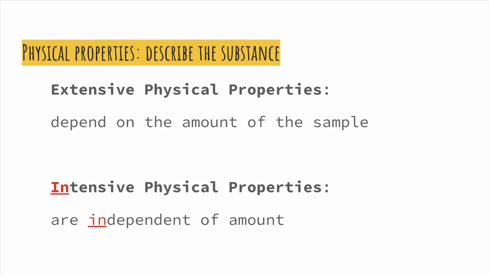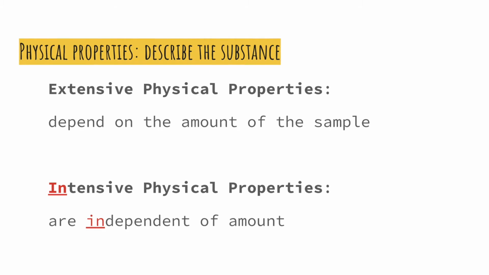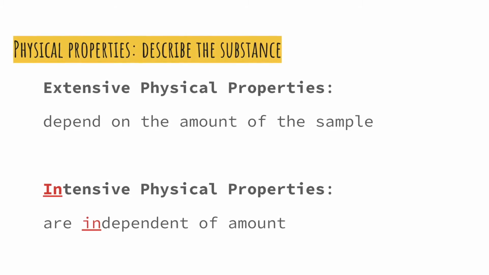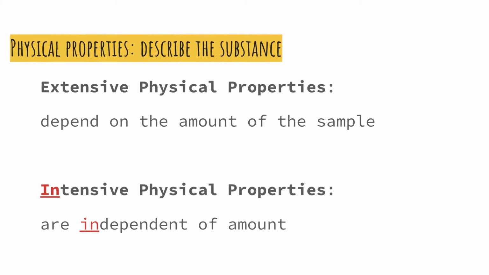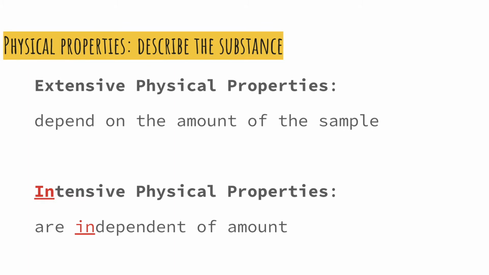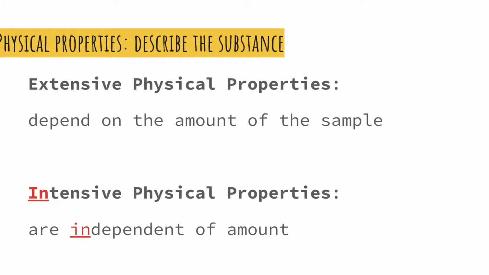Physical properties are properties that can be observed and described without changing the makeup of the original substance. We can further classify this into extensive or intensive properties. Extensive physical properties depend on the amount of the sample. For example, mass, energy, and volume are all extensive physical properties.